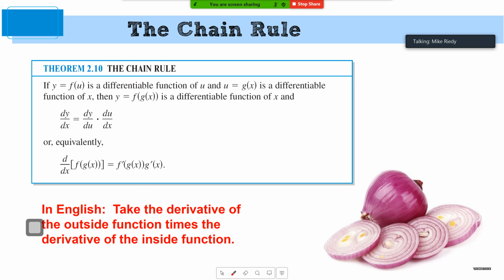Now, seeing the English version of this might make a little bit more sense. You have an outside function and you have an inside function. The outside function is f of x. The inside function is g of x. So take the derivative of the outside function times the derivative of the inside function. And again, confusing until you see it in action. So let's put it in action.